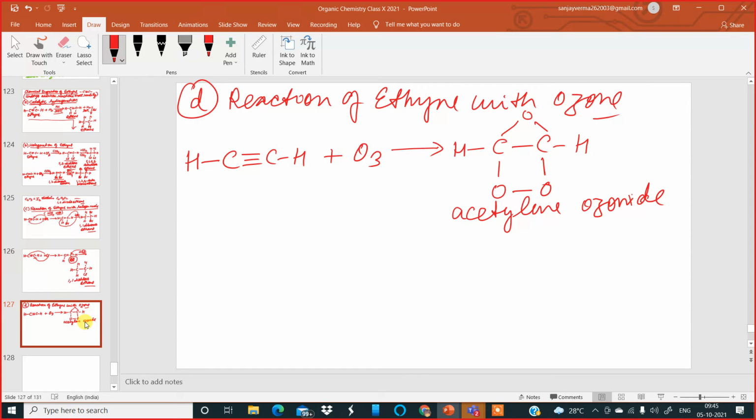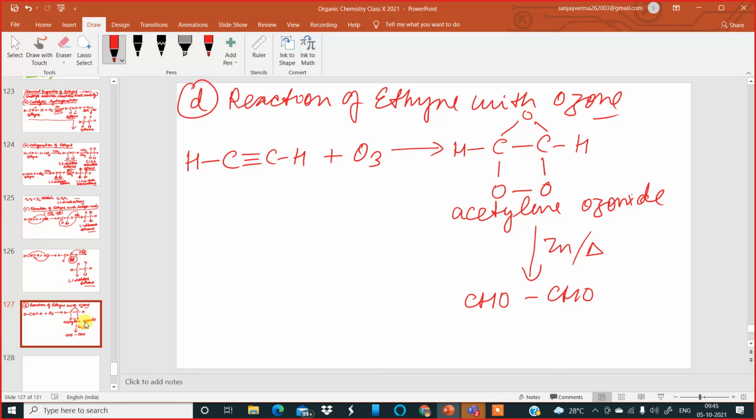Now this compound, acetylene ozonide, if you further decompose it by using zinc distillation, then it forms a very important compound called glyoxal. The formula of glyoxal, a dialdehyde, is CHO-CHO. So this is the reaction of ethyne with ozone, which is very, very important. You have to know that.